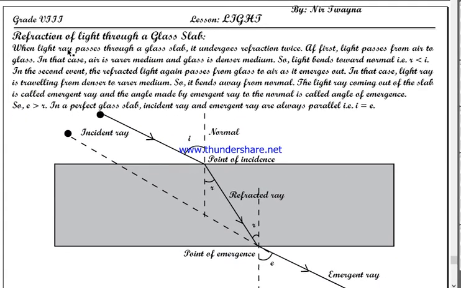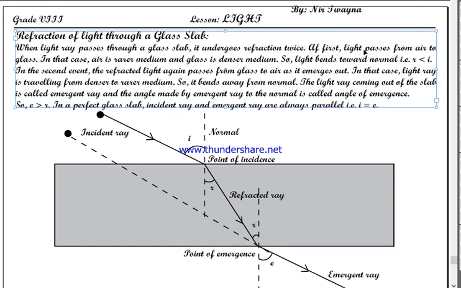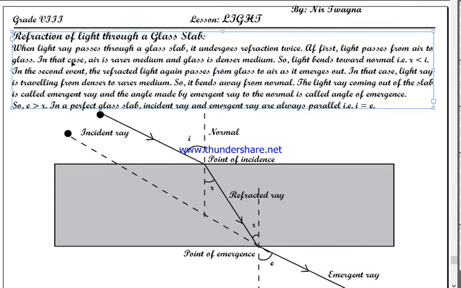See here, when a light ray passes through a glass slab, it undergoes refraction twice. At first, the light ray passes from air to glass. In that case, air is the rarer medium and glass is the denser medium. So light bends toward the normal because the light ray is traveling from rarer to denser medium. That is, r is less than i.